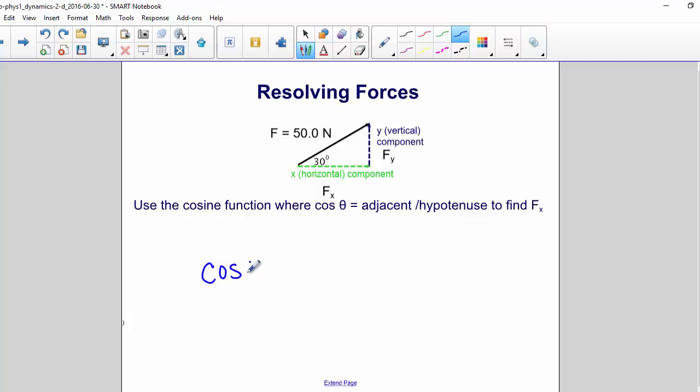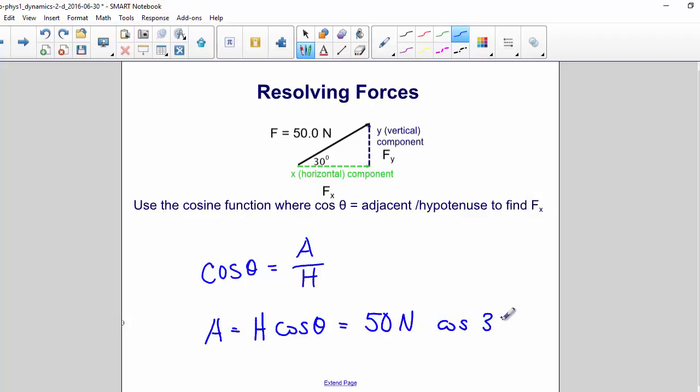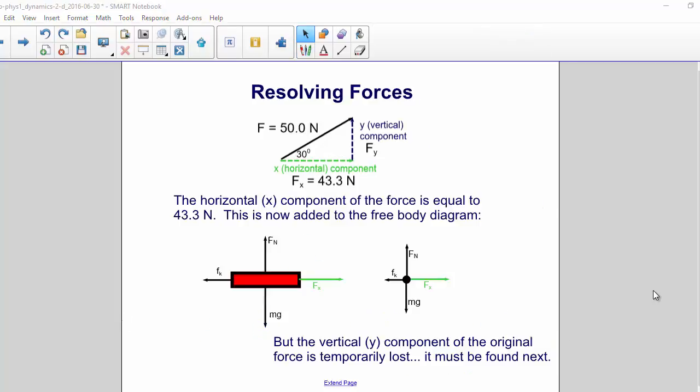Now the cosine of the angle is equal to the adjacent over the hypotenuse. So if we want the adjacent side, we multiply hypotenuse times cosine of the angle. So that would be 50 newtons times the cosine of 30 degrees. So that x component would be equal to 43.3 newtons. If we want to, we can add that x component to our free body diagram so that it is only in the x direction.